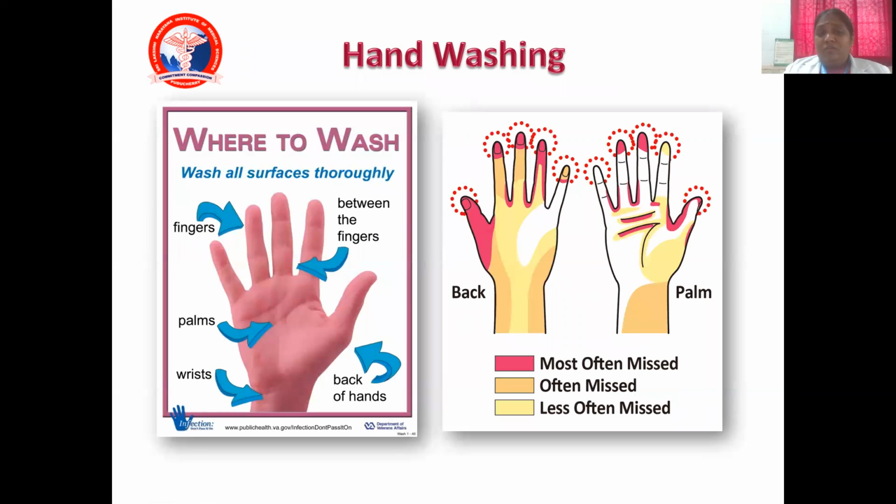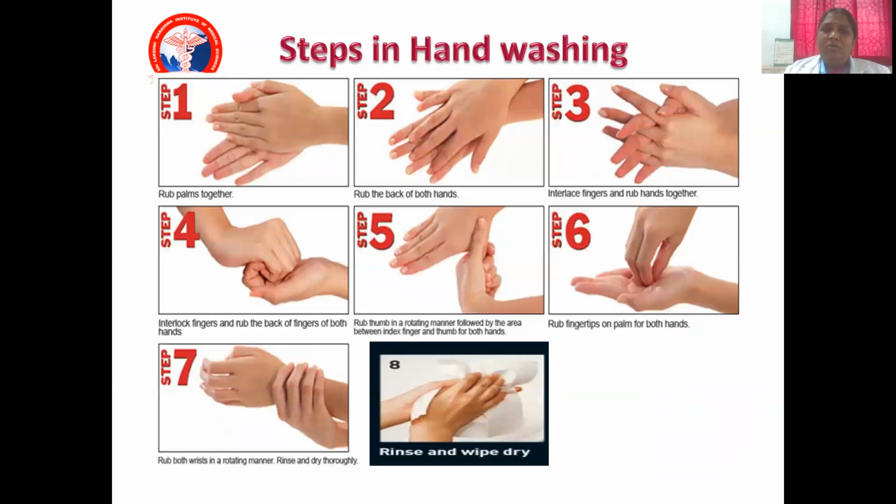And while doing this, we will miss out certain areas which are not routinely covered in general hand washing. These are the most often missed areas like your thumb, tips of the fingers, web spaces, and center of the palm. Okay, most often we will miss out these areas. So to cover these areas, we can follow these steps in hand washing. You should remember all these 7 steps for hand washing.